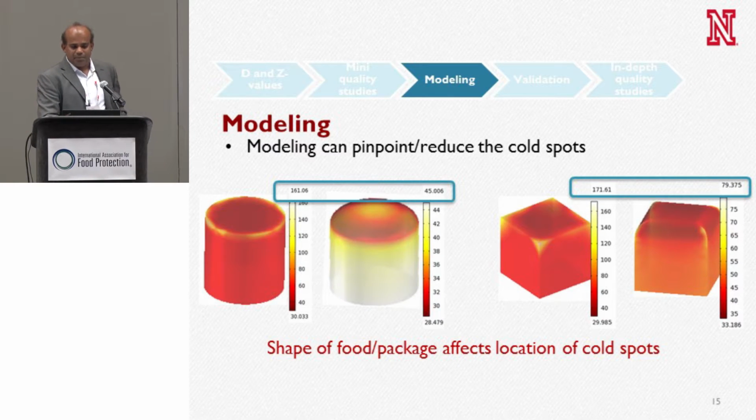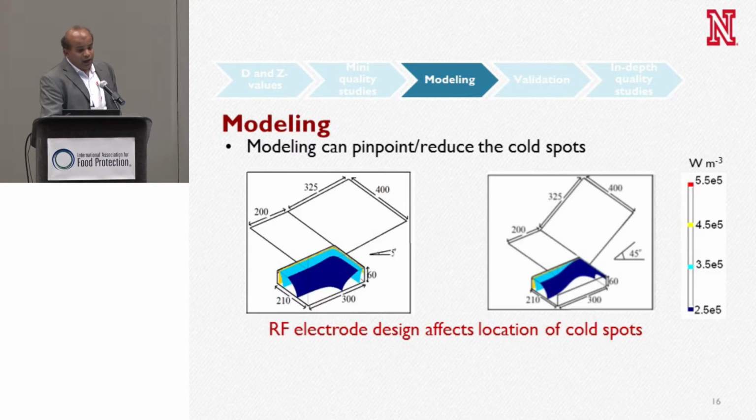So here is an example. By changing the shape a little bit, you can see that the temperature difference can be dramatically minimized. With sharper edges, the temperature can go pretty high while most of the product is at low temperature. So you do want to avoid sharper edges to improve the heating uniformity. And you can also adjust the electrode curvature and shape to improve the heating uniformity.